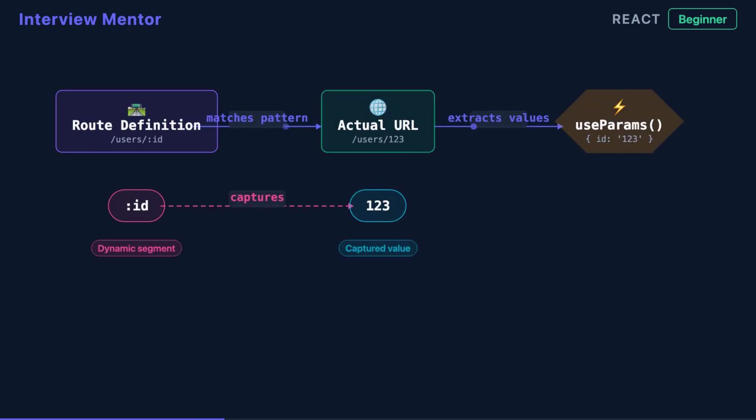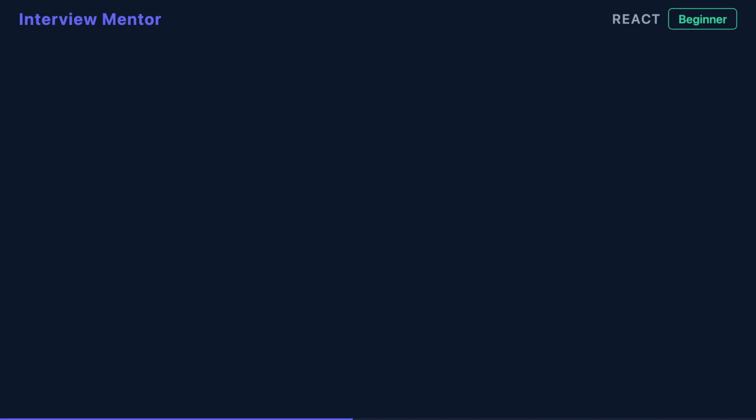URL parameters correspond to dynamic segments in your route definition. You define these segments using a colon followed by the parameter name. For instance, a route path like /users/:id creates a dynamic segment called id. When someone visits /users/123, React Router captures 123 as the id parameter. The useParams hook then makes this value available inside your component.